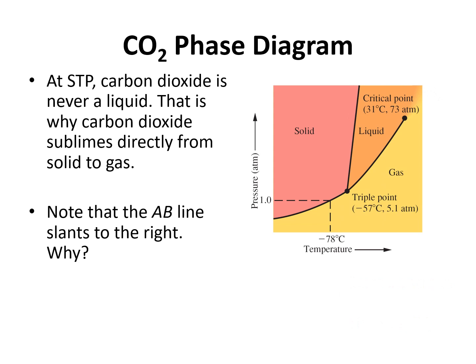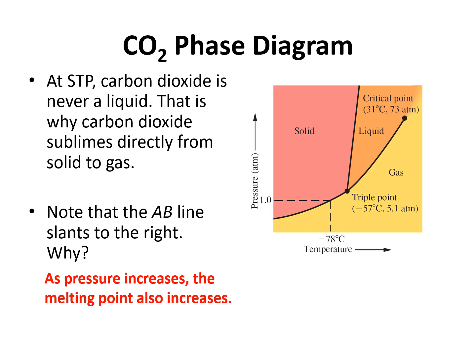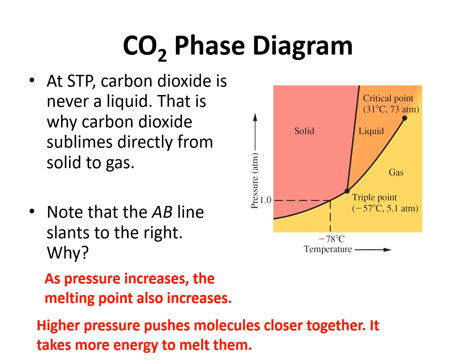Another feature of the phase diagram is the slant of the melting curve. With the carbon dioxide phase diagram, if we look at the line between solid and liquid, it slants to the right. The reason is that as we increase pressure, the melting point also increases. So that will cause it to slant to the right. The melting point increases at higher pressure because, under higher pressure, the molecules are getting pushed closer together. If they're closer together, it's going to take more energy to break them apart and melt that solid.